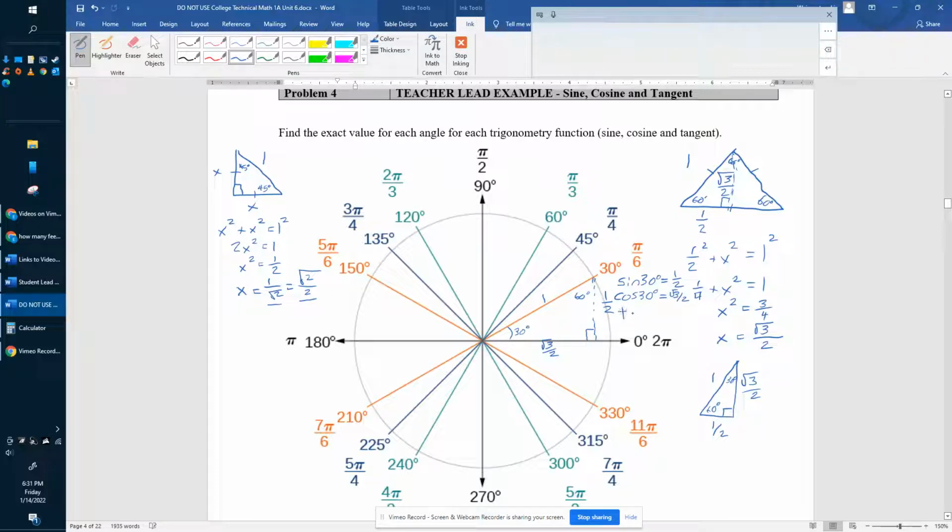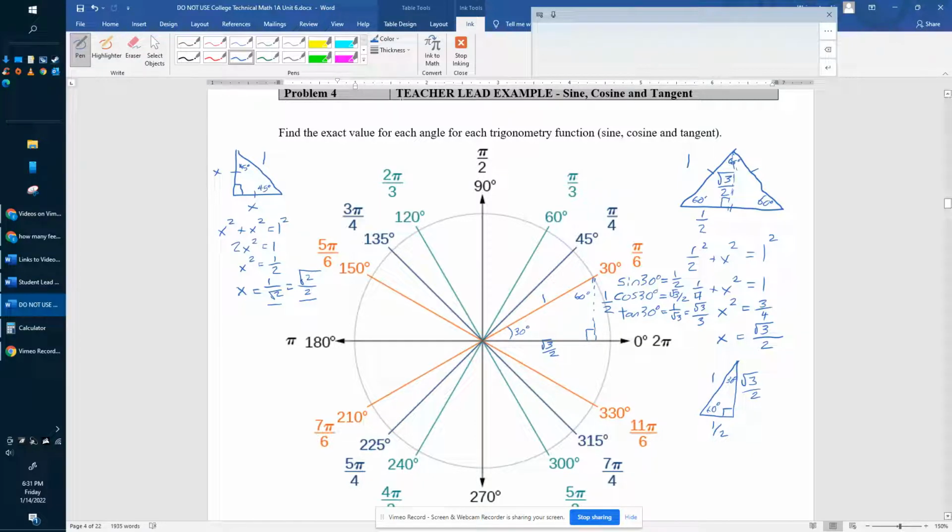How about tangent? Tangent is opposite over adjacent. So 1/2 divided by 3 halves. The halves are going to cancel out. It's going to be 1 over the square root of 3, or as pickier people like to do, square root of 3 over 3.